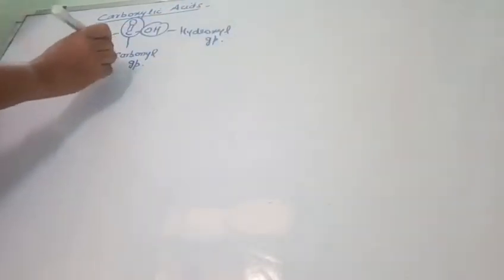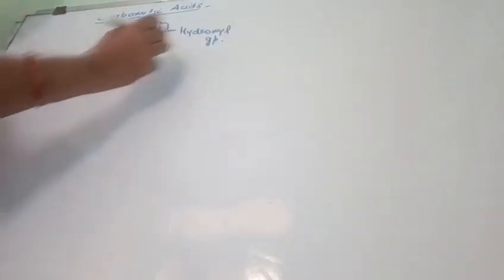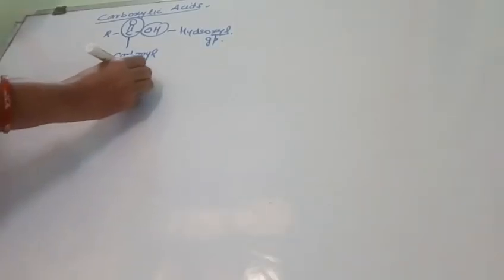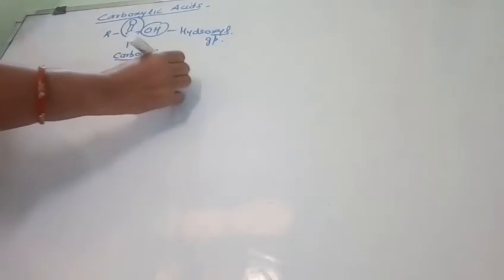So carbo from carbonyl and oxyl from hydroxyl. So it is known as carboxylic, and since its behavior is acidic, it is known as carboxylic acid group, right? So this COOH group is known as carboxylic acid group.